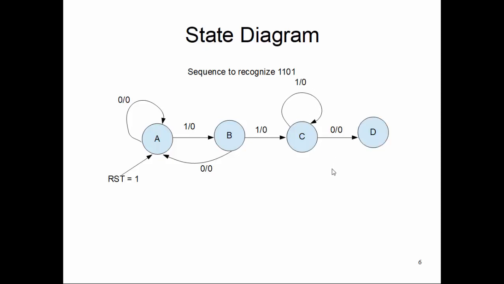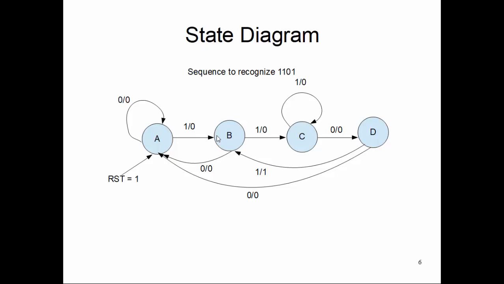From C, if input is 0, output is 0, next state is D. From D, if input is 1, then output is 1 and next state is B. From D, if input is 0, output is 0, next state is A. So you might wonder what is going on, right? It's just a bunch of state transitions on the inputs and so on and so forth.